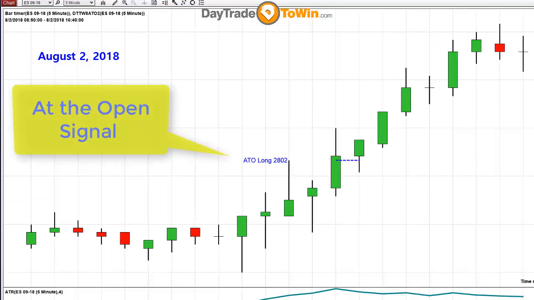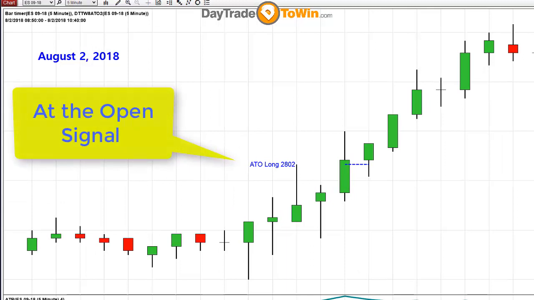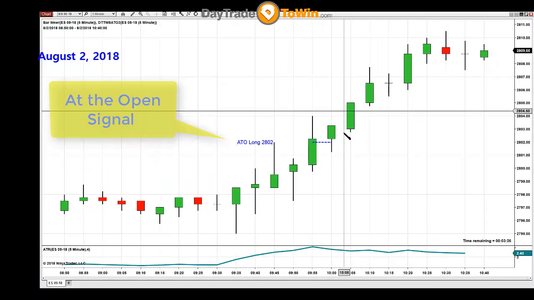today's signal for the At the Open was a long at 28.02. And as long as you look at the current conditions, which happens to be roughly about 2.5 points, 2 3/4 of a point, the target was made.